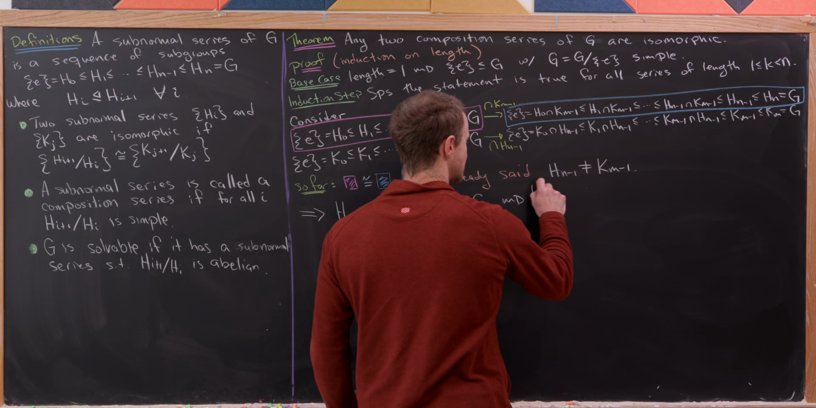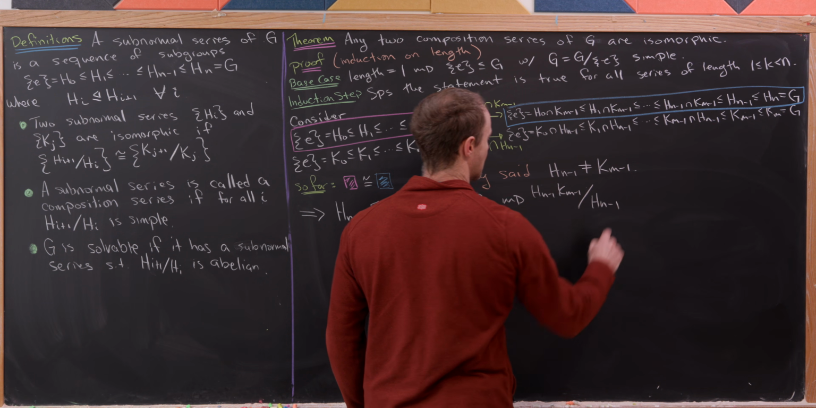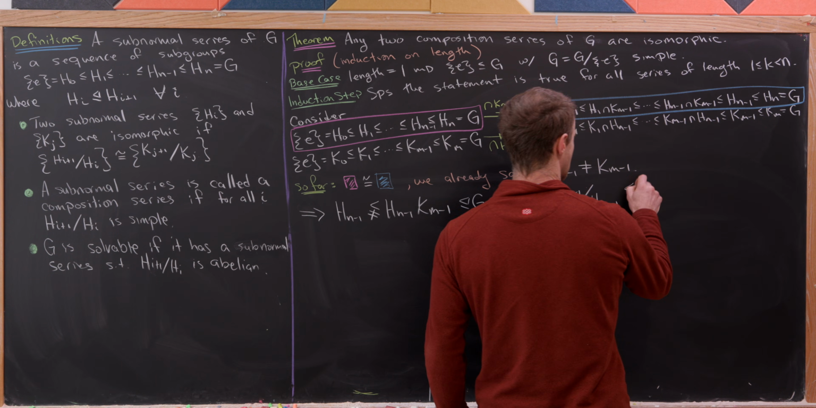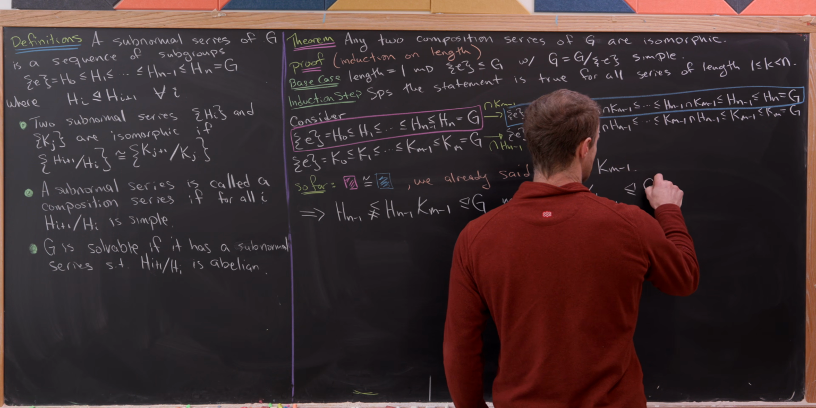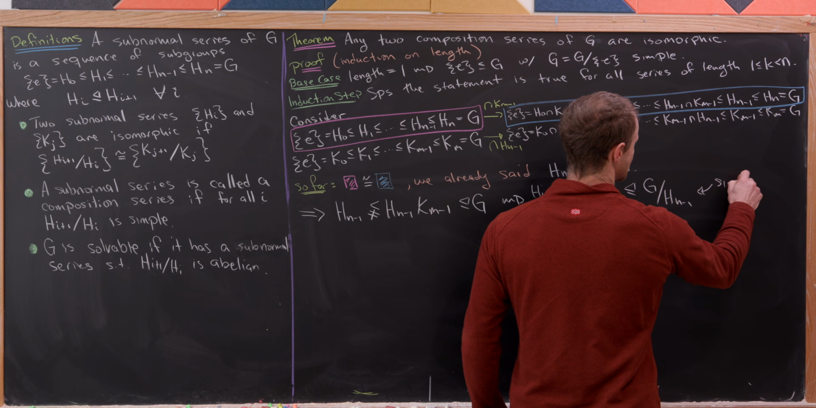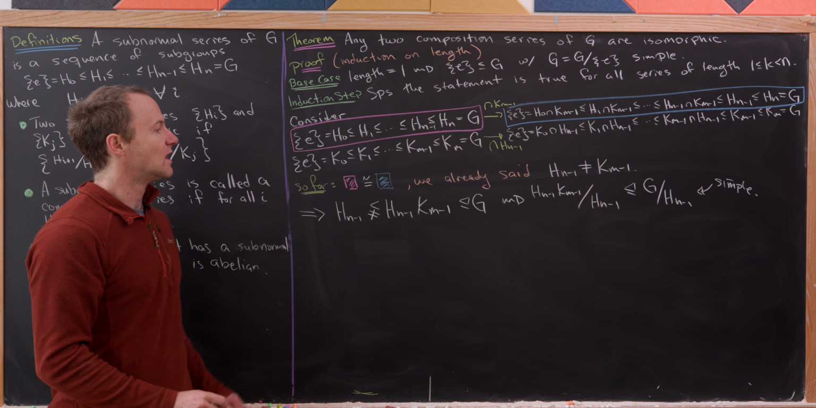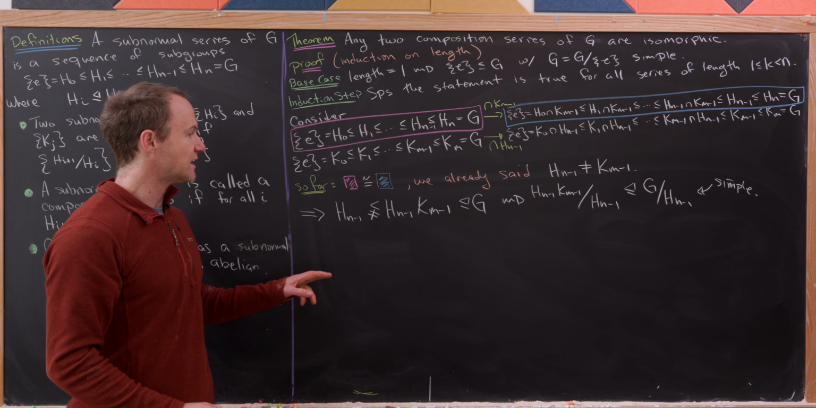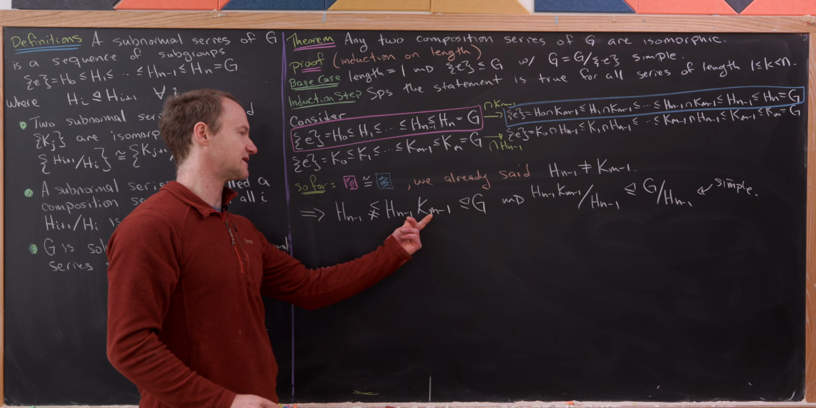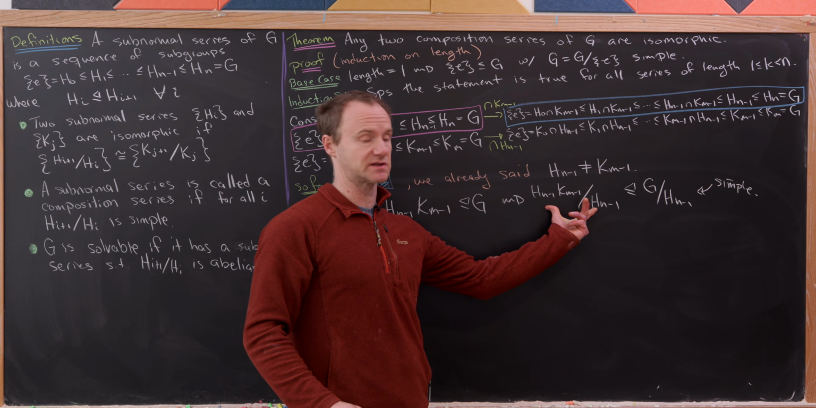So we'll have Hn-1 times Km-1 mod Hn-1 will now be a normal subgroup of G mod Hn-1. But we know that G mod Hn-1 is simple. Of course, we know that this is not equal to this product. This Hn-1 is not equal to this product. So this cannot be the trivial subgroup.